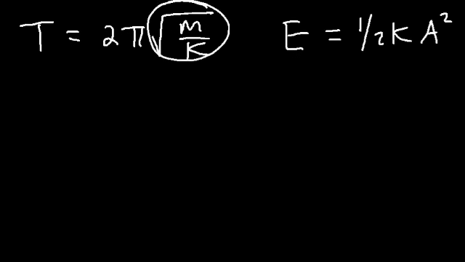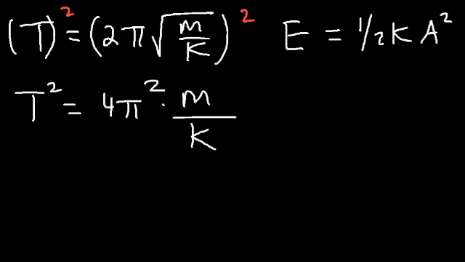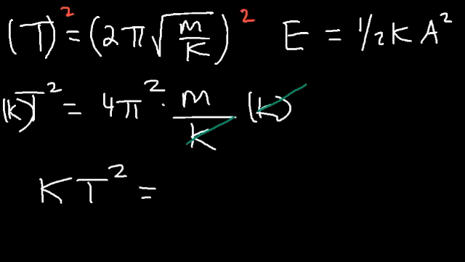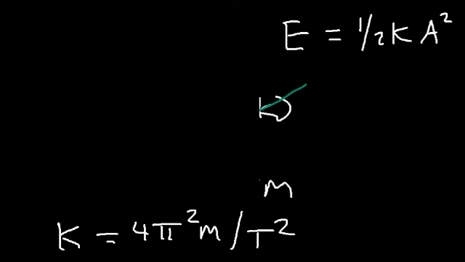So let's solve for k in this equation. Let's do so by squaring both sides of the equation. T squared is equal to 4 pi squared times m divided by k. Now let's multiply both sides by k. So we have the expression k t squared is equal to 4 pi squared times m. And if we divide both sides by t squared, k is 4 pi squared m over t squared. Which I'm going to rewrite like this.